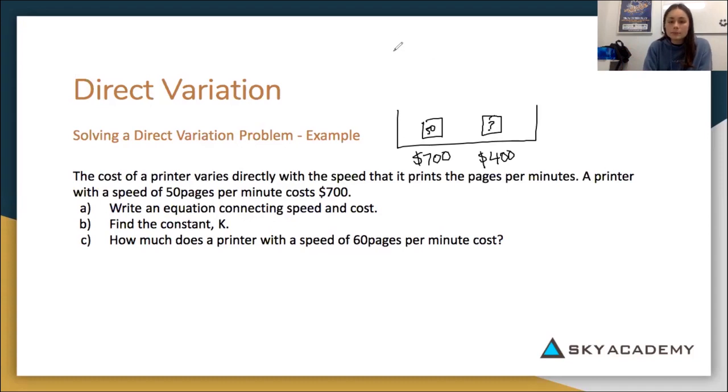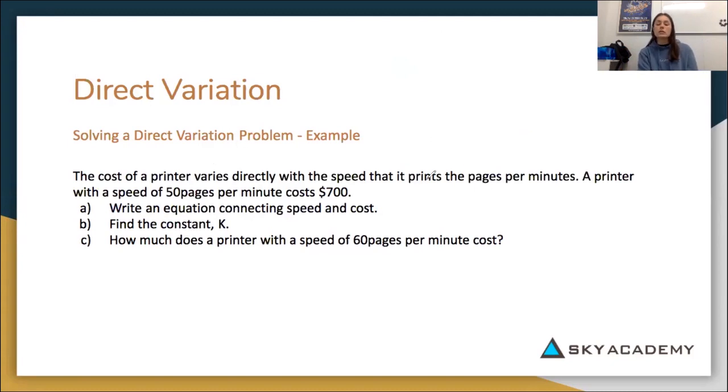But let's have a go at answering question A. Write an equation connecting speed and cost. So we know that our direct variation equation is y equals kx. So if we substitute y and x as speed and cost, then we'll find our k, our equation connecting the two. So we have to figure out which one is which.